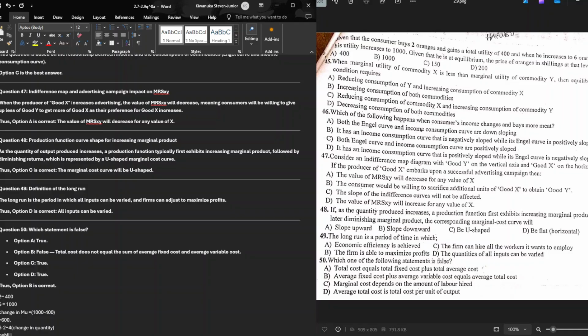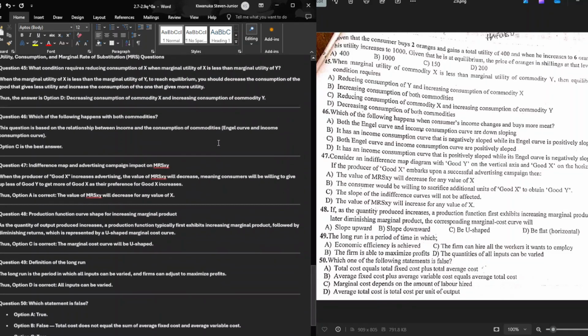But this MU, we know that it is equal to change in... it is marginal utility, which is change in total utility out of change in quantity, which is 600 divided by 4. And when we get that, we get 150. 600 divided by 4. So our answer becomes C. Now we come to number 45.